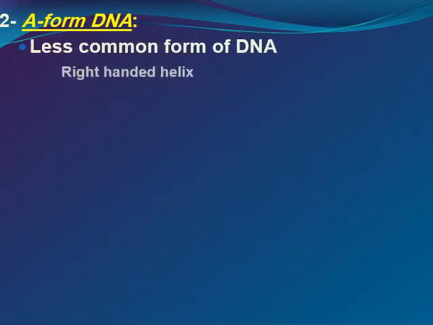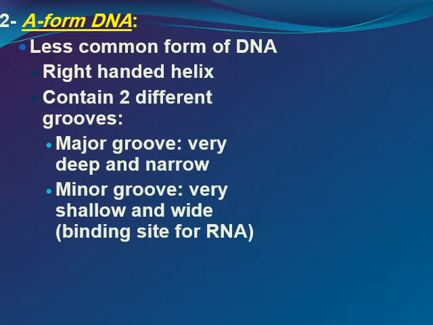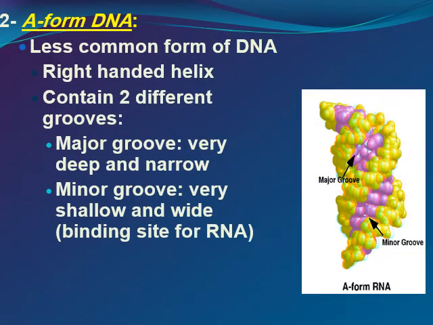The other type, A-form DNA, is a less common form of DNA. It is also a right-handed helix and also contains different grooves. The major groove is very deep and narrow, and the minor groove is very shallow and wide. It is a binding site for the RNA.